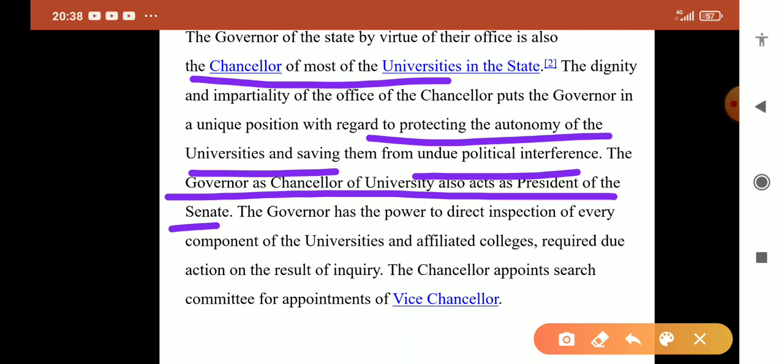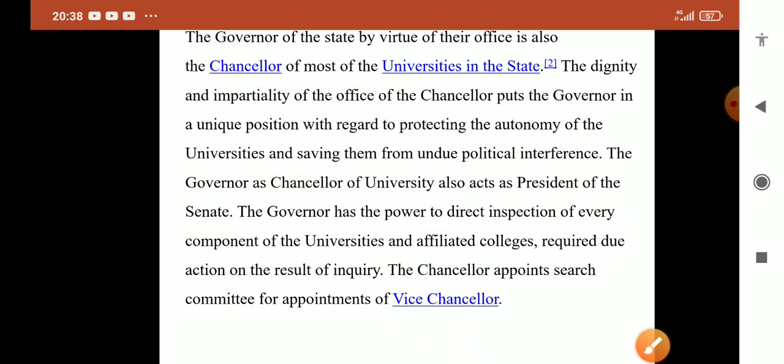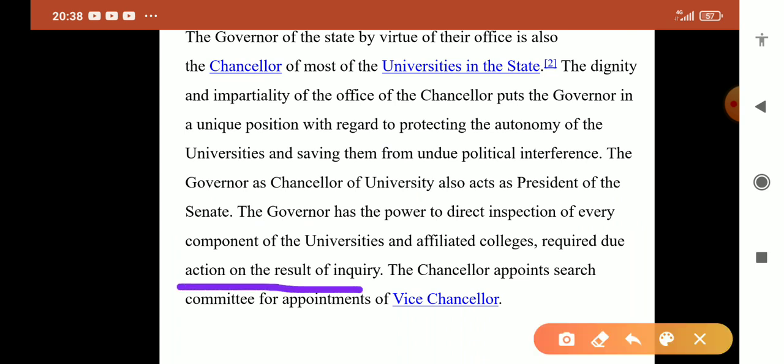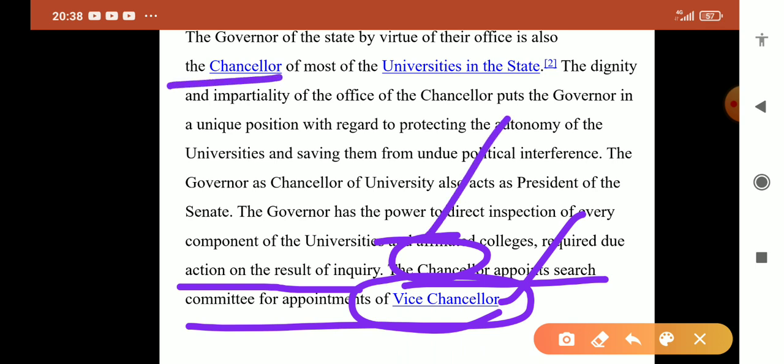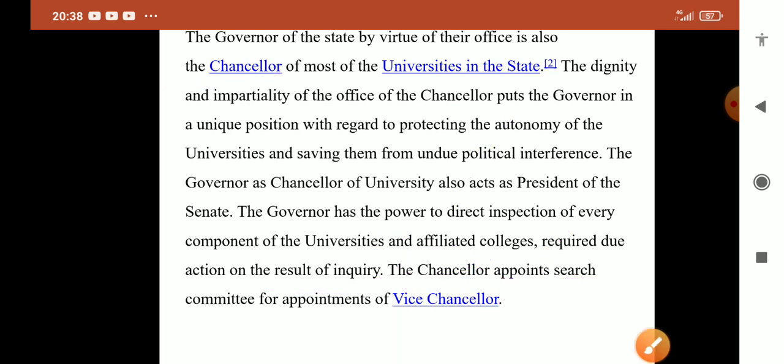The governor has the power of direct inspection of every component of universities and affiliated colleges, requiring due action on the result of inquiry. So the chancellor appoints, right? The governor is the chancellor, and the chancellor appoints such a committee for the appointment of vice chancellors. So all vice chancellors in the universities work as vice chancellors. Otherwise, the governor is the chancellor of all the universities of the state.